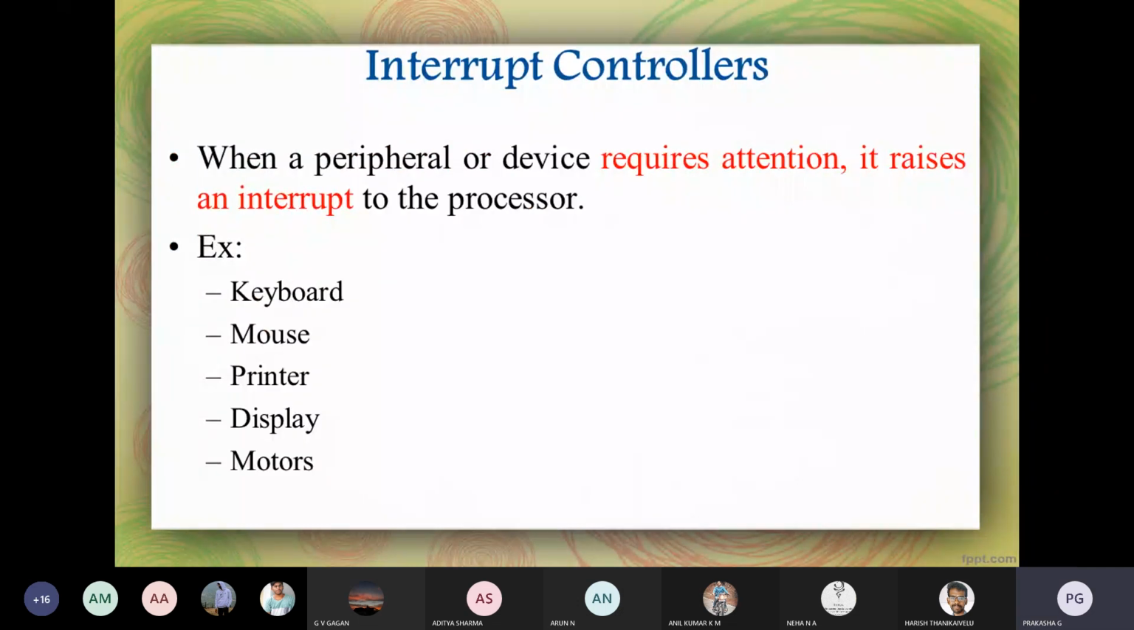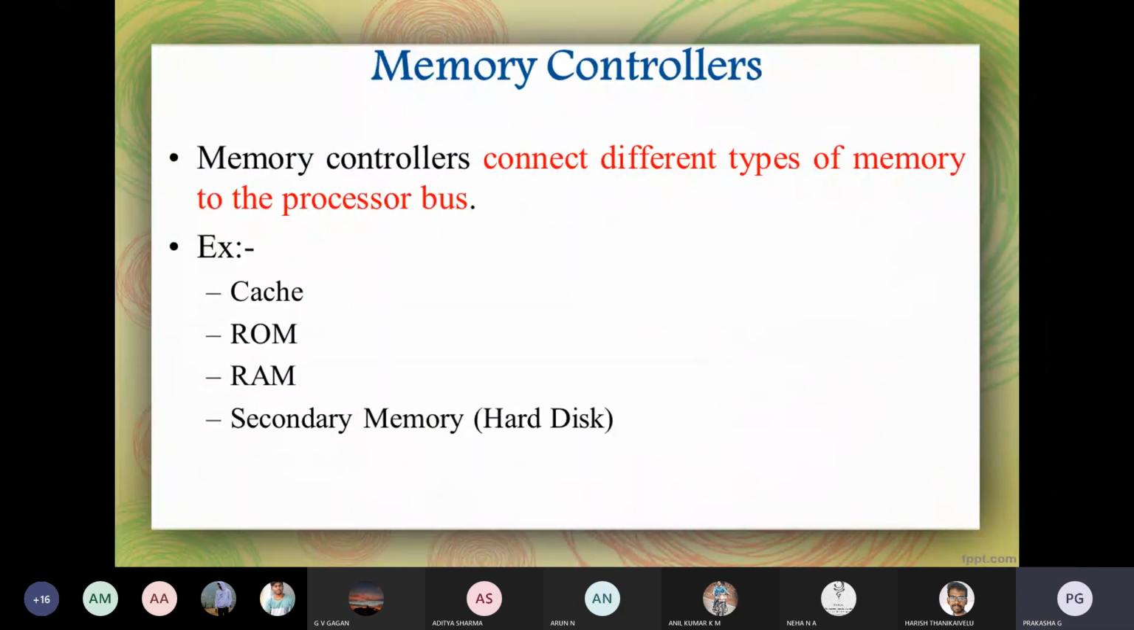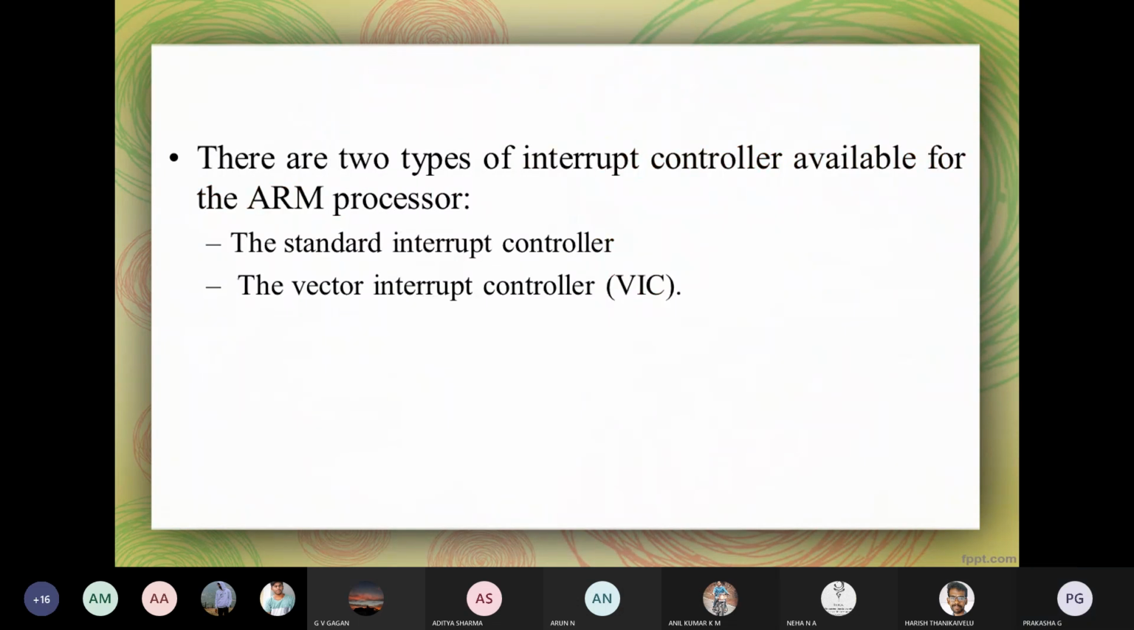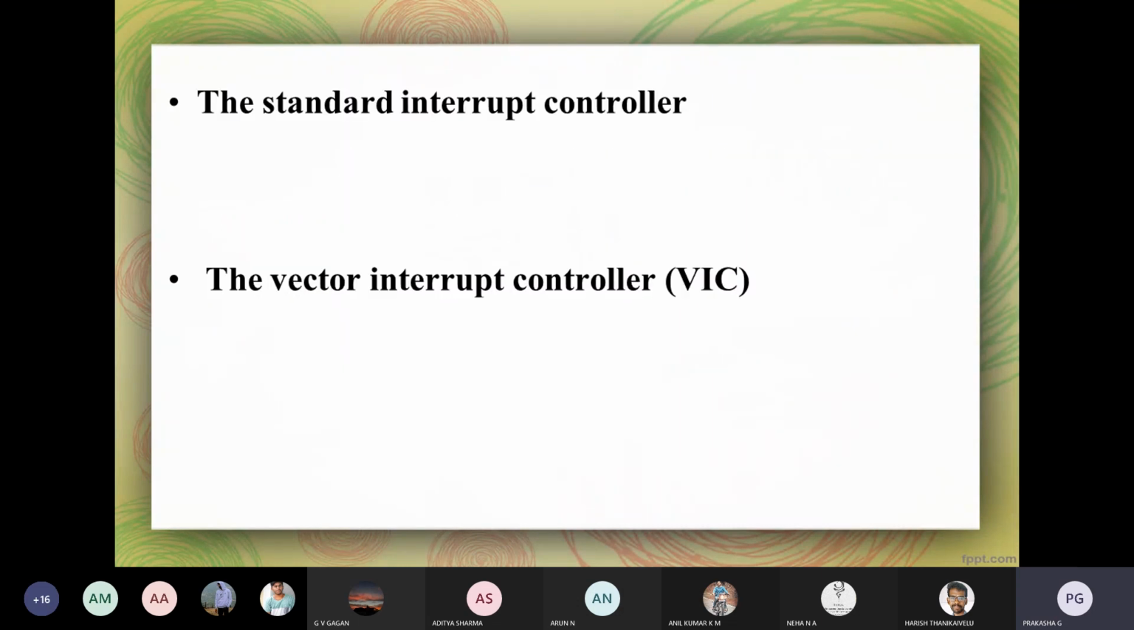Memory controllers, interrupt controller. See, a memory controller can control the cache, it can control the RAM, it can control the ROM, it can control the secondary memory. Interrupt controller: there may be a hardware interrupt or software interrupt, keyboard interrupt, mouse interrupt, printer interrupt, display interrupt, motor interrupts. Any type of interrupts can be controlled by the interrupt controllers. There are two types of interrupt controller. One is a standard interrupt controller, other is a vector interrupt controller.